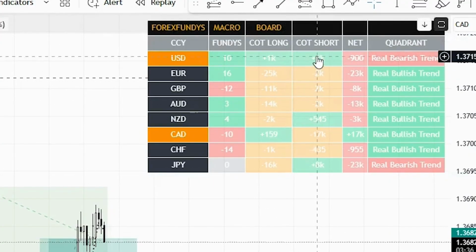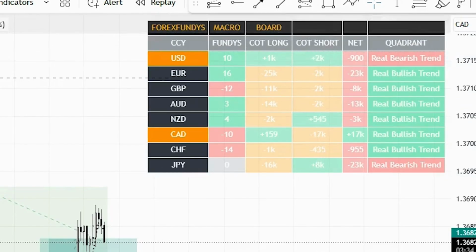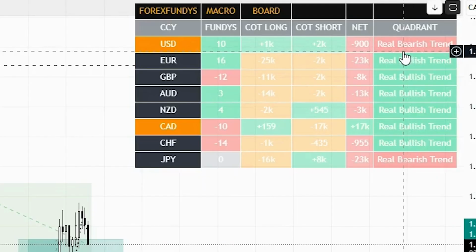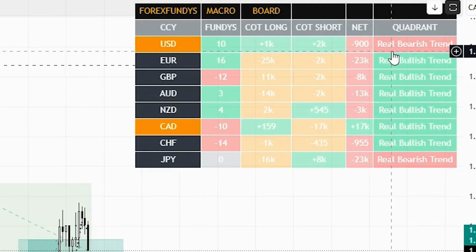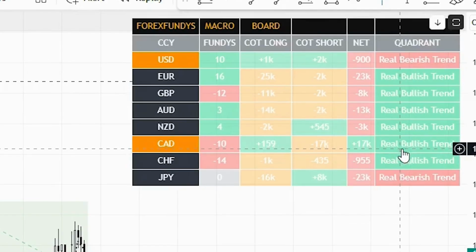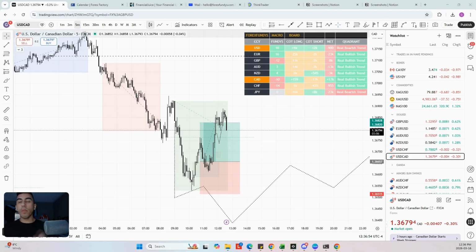COT longs and shorts. Obviously, we're using the non-commercial data. And look at the quadrant stuff. Why are you longing a real bearish trend and against a real bullish trend? Here's why. If you watch this COT short right here, it shows one of the major drawbacks of the COT.